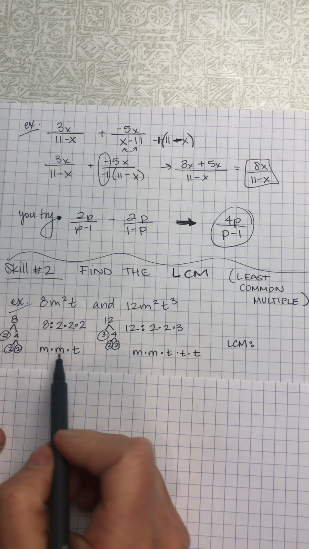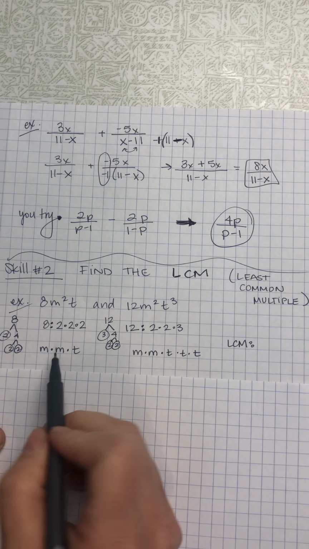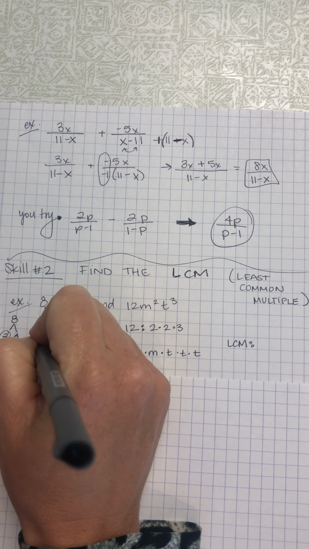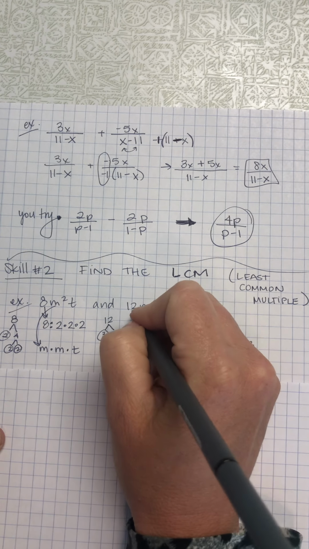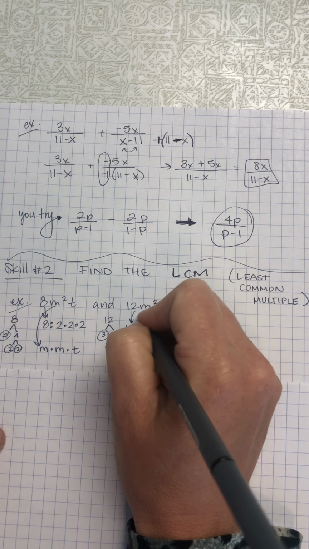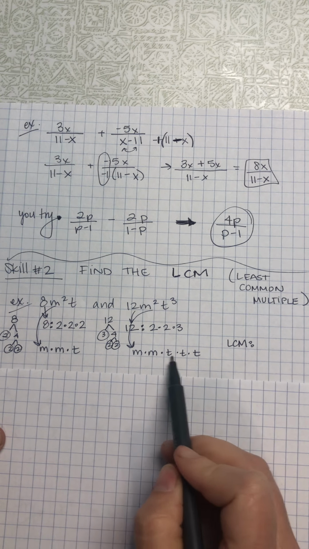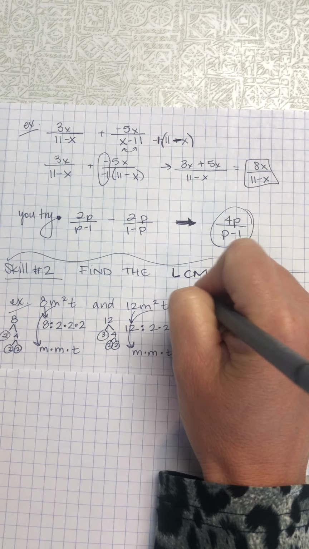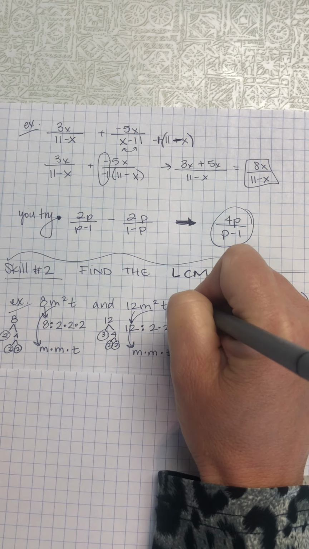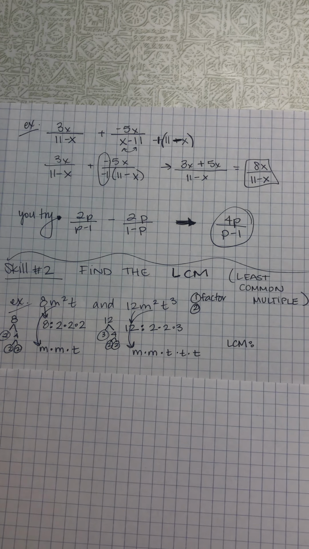If I break down the factors of the variables, we've got 8 here, and then the rest over here, 2 m's and a t. Here I've got the 12 broken down, and then the rest of it over here. So m squared t cubed is 2 m's and 3 t's. So step 1 is to factor. And then step 2, we want the largest group. We want to make sure everything is represented, okay?